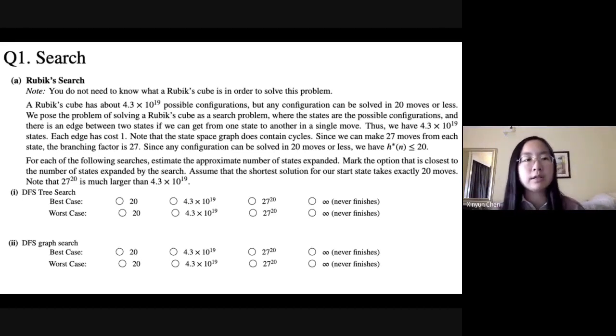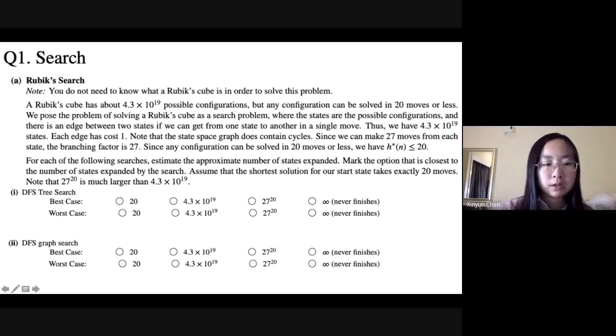Okay, so let's start with the first question. This question is called Rubik's search. The problem description is pretty long, but we don't really need to understand the full details to work on this question. The main thing is that we need to know some key numbers related to the formulation of this search problem. So let's take a look at the problem description.